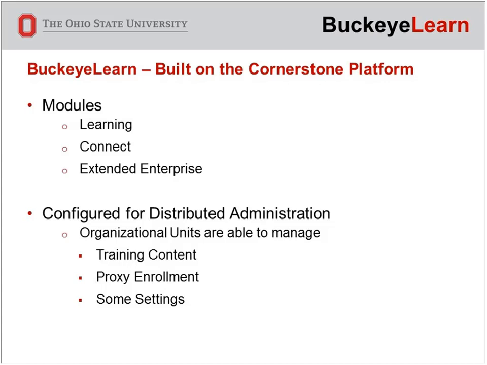In addition to that, because of the way that system works, we're able to configure it for what we call distributed administration. So we've got people that do lots of different roles in lots of different departments and we are able to assign that role and let them do just the stuff they need to do. So they can do training content, they can do proxy enrollments, which a proxy enrollment basically is enrolling for someone else. So for instance, if all of a sudden a new regulation came out tomorrow and someone says, oh my goodness, we got to assign that regulation training to everybody at the university, we would be able to do that for them.